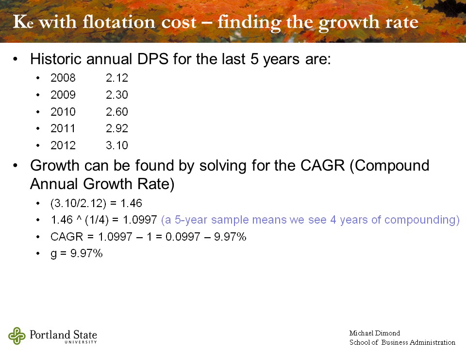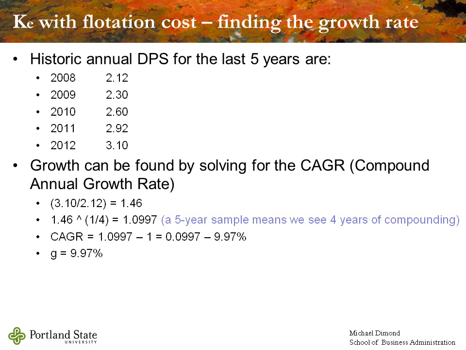The first year was 2008 with $2.12. Then we had 2009, 2010, 2011, and 2012. So during that time, the actions of compounding and growth have changed that dividend from a start point of $2.12 to an end point of $3.10. Within that 5-year sample, we've only seen 4 years' worth of change.